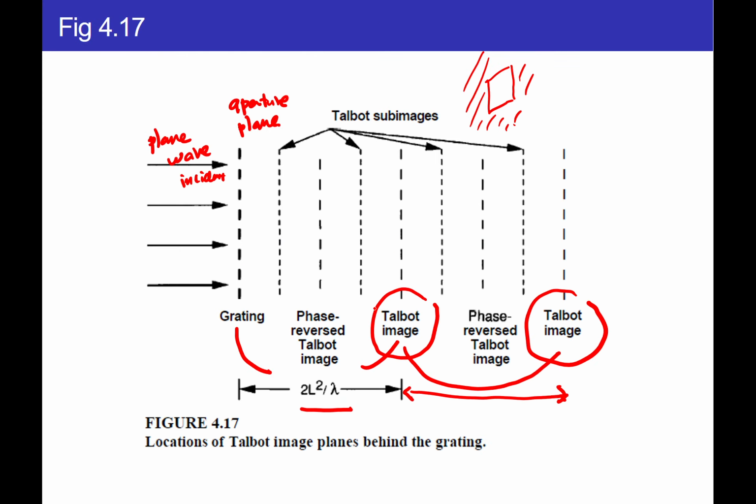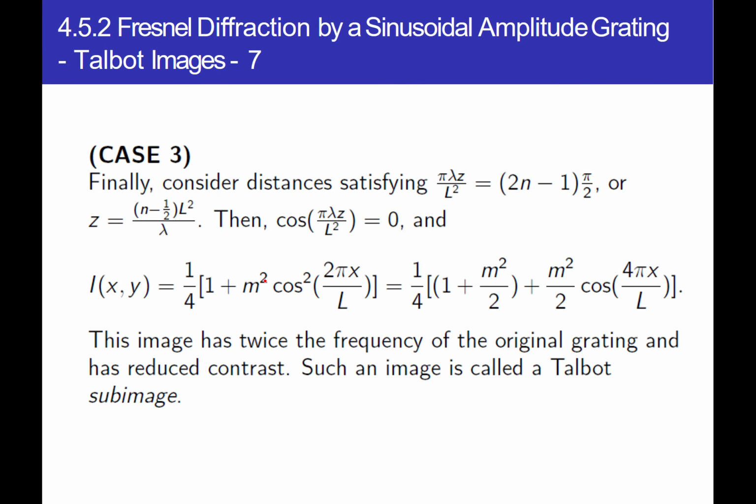Like this, okay? And then we have a type of sub-images, and if you look at it, the amplitude grating period is changed. So you will see twice the frequency of the original grating in the sub-images.